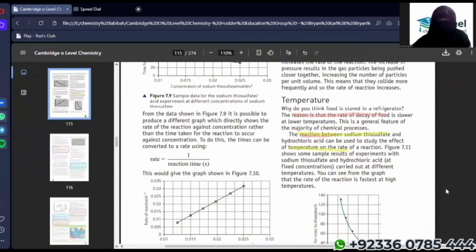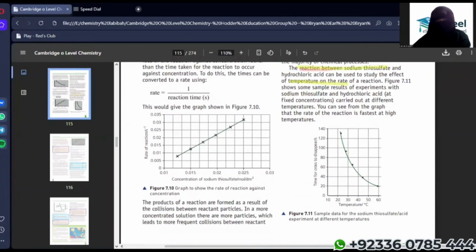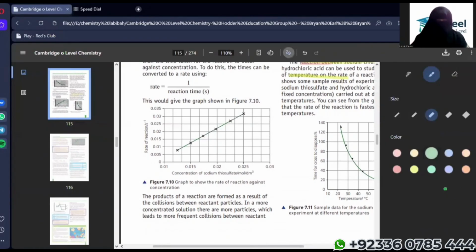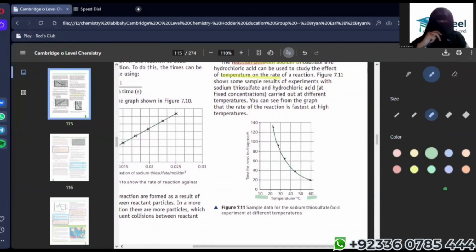In your textbook, there is an example given, which is the reaction between sodium thiosulfate and hydrochloric acid. If you were to plot the graph of temperature against the time for the cross to disappear, you can see that an increase in temperature from 10 to 60 decreases the time taken for the cross to disappear, which means the cross disappears at a faster rate. Increasing temperature causes the cross to disappear at a faster rate. And by this, we can say that an increase in temperature increases the rate of reaction.